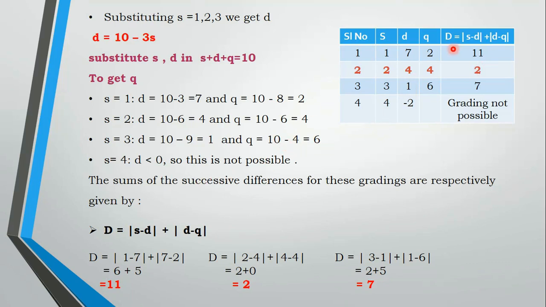Then how to find the D? Earlier we have written the formula in terms of R, but here, for simplicity, you can write it in terms of singles and doubles. We'll rewrite the formula. D is equal to the absolute value of singles minus doubles plus doubles minus quadruples, because our choices stopped at quadruples itself.